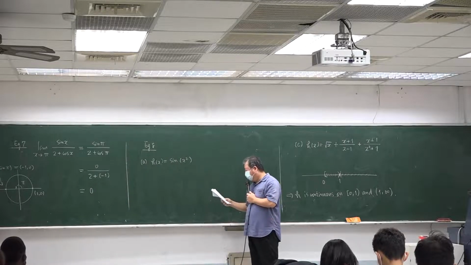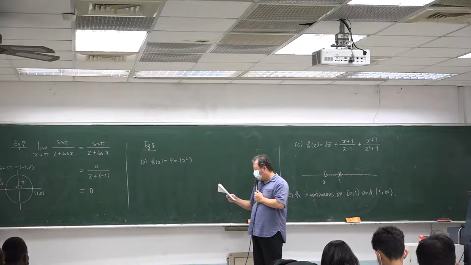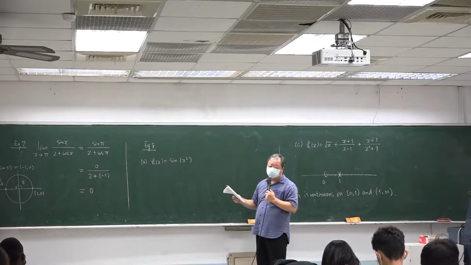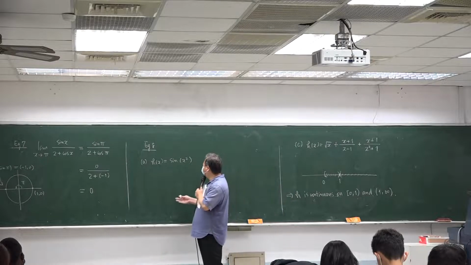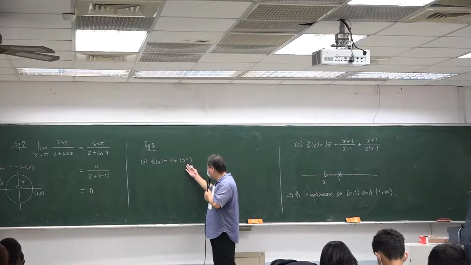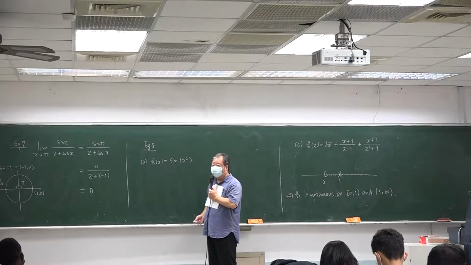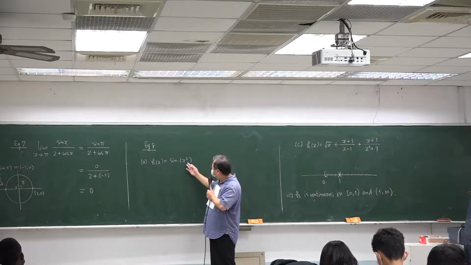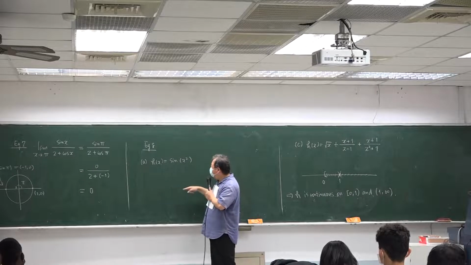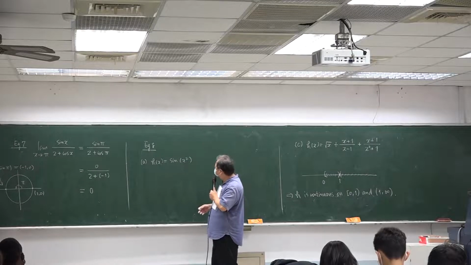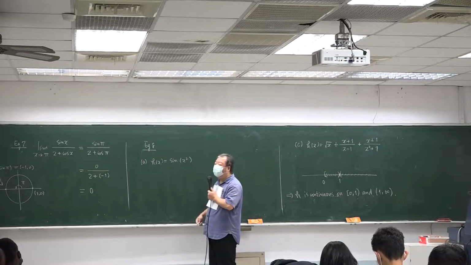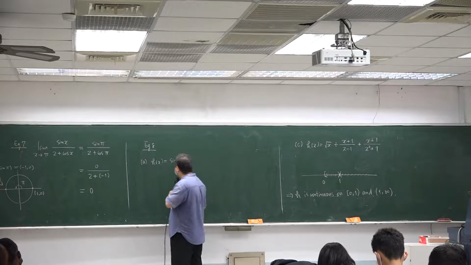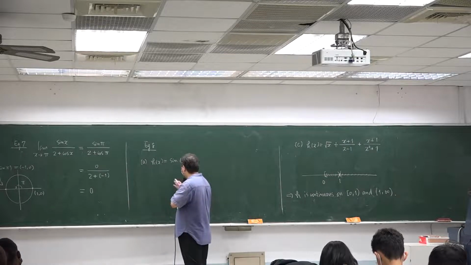Example 8, where are the following functions continuous? Okay, the first function is a continuous function of a continuous function. The domain of x squared is the entire real number line. They are all defined, and the sine is also defined everywhere. So the composition of these two functions is also continuous on R.